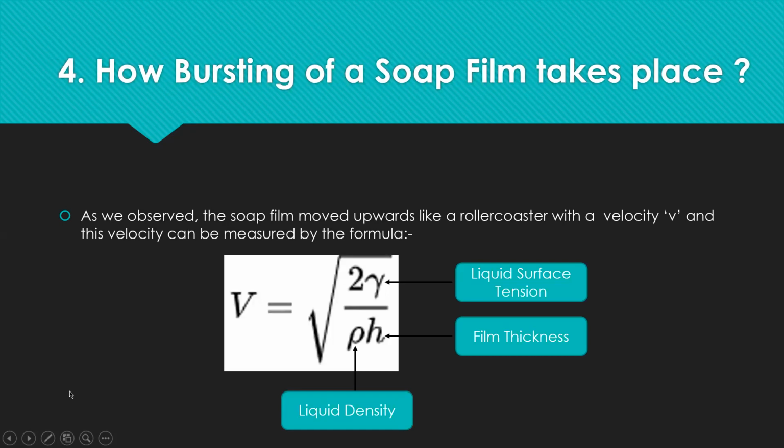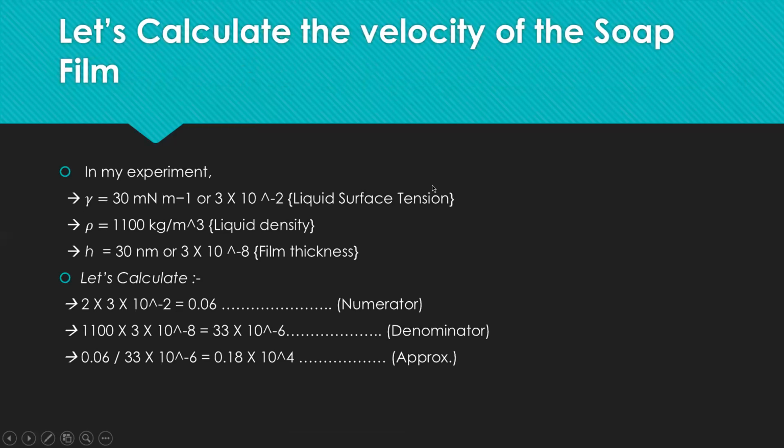So you may be wondering, when the bursting of the soap film takes place and the film moves in the upward direction, with what velocity does it move? That velocity is represented by this equation. Here, gamma represents liquid surface tension, h means the film thickness, and rho means liquid density. So we have also calculated the velocity of the soap film.